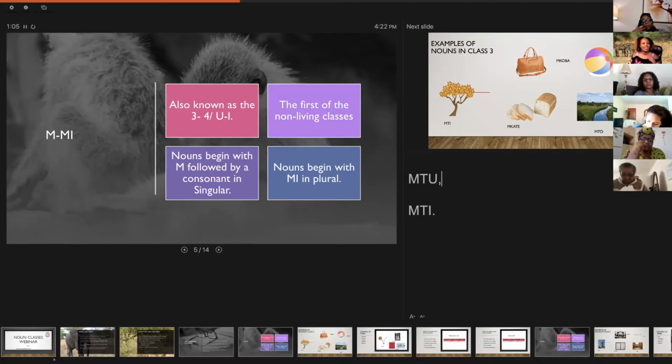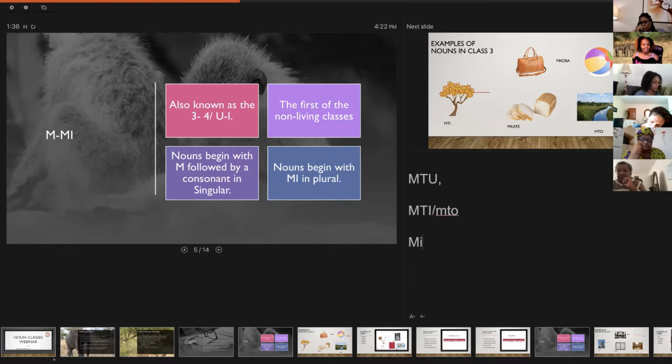It has to be a non-living thing, something that can't move from point A to point B. Mti is a tree. Let's find another word. Mto is a river. Starts with an M, followed immediately by a consonant. So that's how you identify if a noun belongs to noun class 3, okay? And then in its plural, it's going to start with MI.